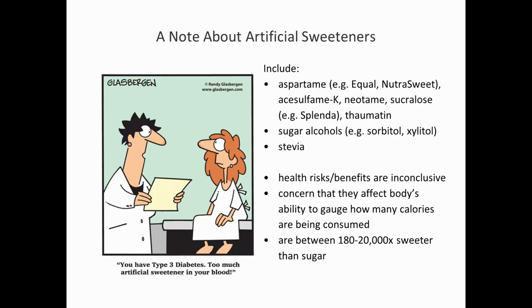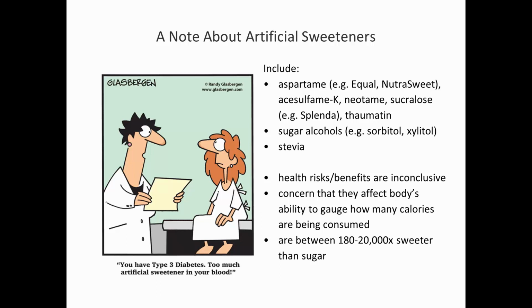Just a note about artificial sweeteners, and I'm sticking this in here because sometimes when we talk about low-calorie diets or low glycemic index diets, there's a tendency to talk about foods that have artificial sweeteners as a replacement for foods that contain sugars. There's been quite a lot of research recently about artificial sweeteners. These include things like aspartame, sucralose, thaumatin, or sugar alcohols like xylitol, or stevia.